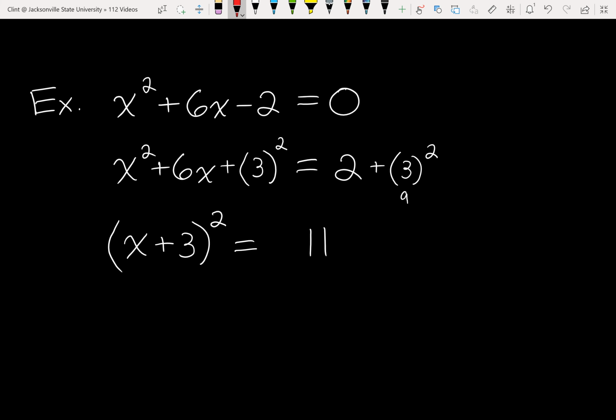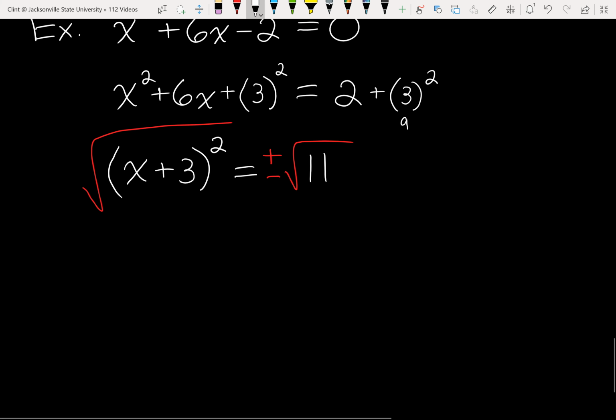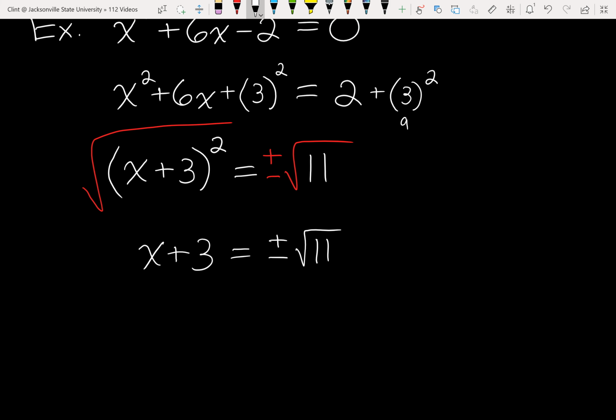Now we're going to take the square root of both sides. We take the square root on the right, we need plus or minus. Taking the square root's easy on the left, we just end up with x plus 3. There's nothing we can do to simplify the square root of 11, so we just have plus or minus the square root of 11. And subtract 3 from both sides and put that in the front usually, so minus 3 plus or minus the square root of 11. Two solutions.